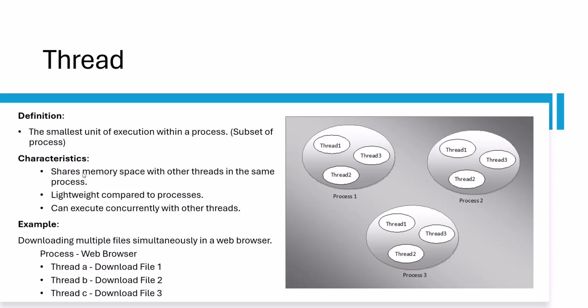If you see the characteristics of a thread, a thread shares the memory space with other threads in the same process. A process will have its own memory space, and all the threads in a particular process will share the memory space. They will have a common memory space which they can share, right?